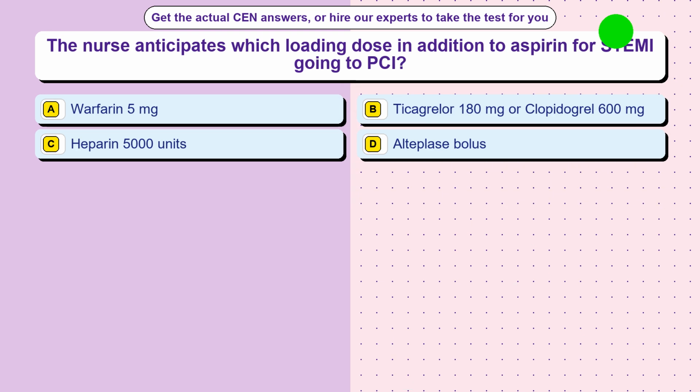Question 37. The nurse anticipates which loading dose in addition to aspirin for STEMI going to PCI? Option A, warfarin 5 mg. Option B, ticagrelor 180 mg or clopidogrel 600 mg. Option C, heparin 5000 units. Option D, alteplase bolus.